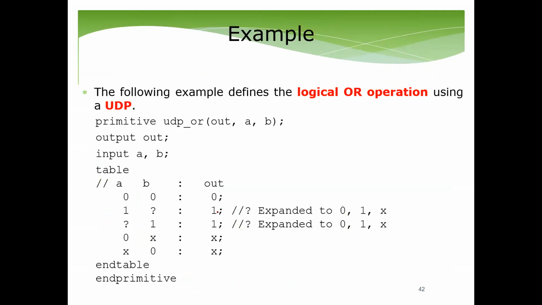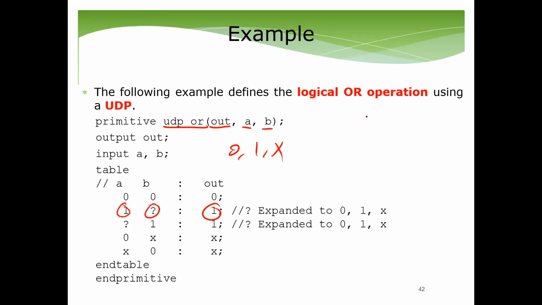Let's take an example. This is a primitive UDP OR. We have one output and two inputs, A and B. If A equals 0 and B equals 0, I want the output equal to 0. Now if A equals 1, whatever the value of B, whether it is 0, 1, or unknown, let the value of out equal 1.